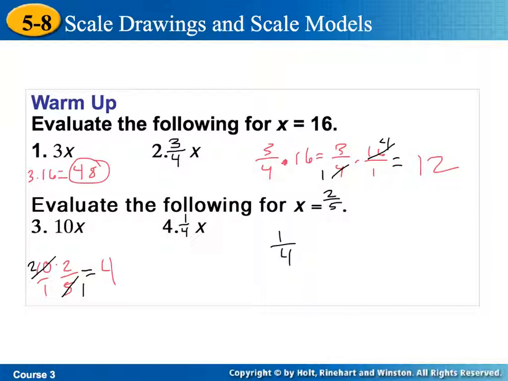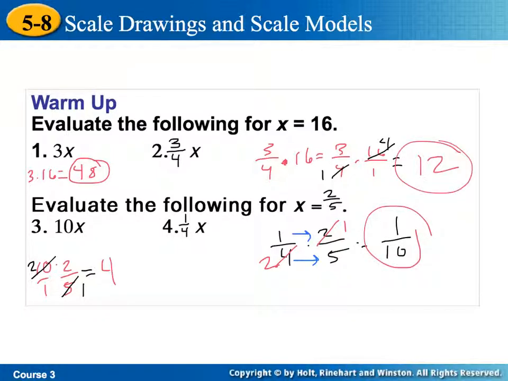Then 1/4x. Again, when that coefficient is next to the letter, they are multiplying. I'm going to multiply this by 2/5. I can once again simplify across. This becomes a 2 at the bottom. The 4 becomes a 2. The 2 becomes a 1 because I divided by 2. Multiply straight across. My answer, 1/10. Okay, 1/10. There are my answers. All right, so that's just a little warm-up to get your brain moving a little bit today.